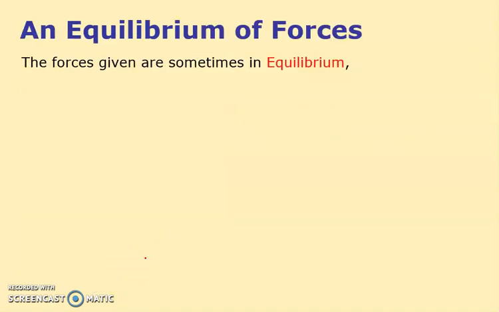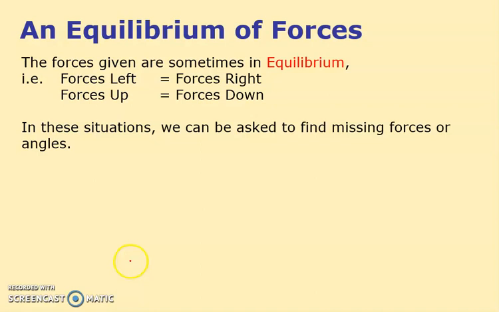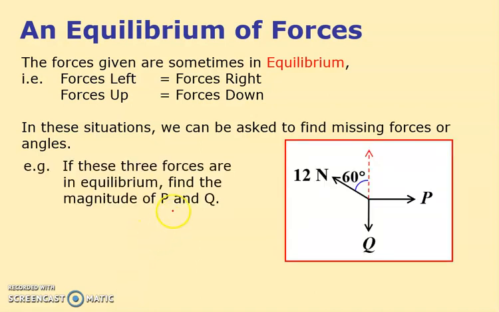An equilibrium of forces then. Sometimes we get told that vectors, forces are in equilibrium. That means forces left equals forces right, forces up equals forces down. And sometimes it allows you to find a force that they've not told you. So in this question here, we've got three forces. Notice P and Q, there's two forces they've not told us. But we can still find them, basically because left equals right, up equals down.